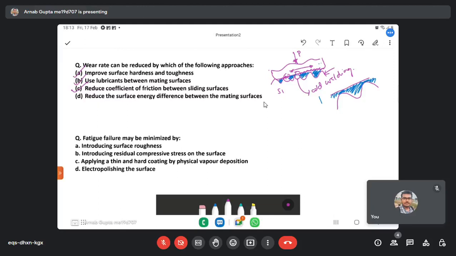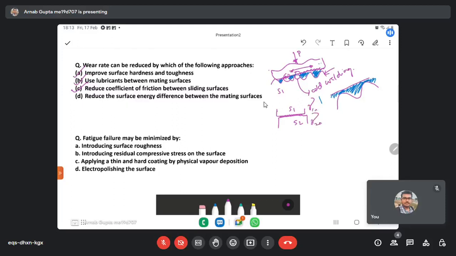See, if you have two mating surfaces, this surface is one, and this surface is two. And there are interlocking of asperities here. I'm not showing that. So if the surface energy difference is higher, that is gamma 1, this one, is gamma 1 with respect to air, and this is gamma 2 with respect to air.